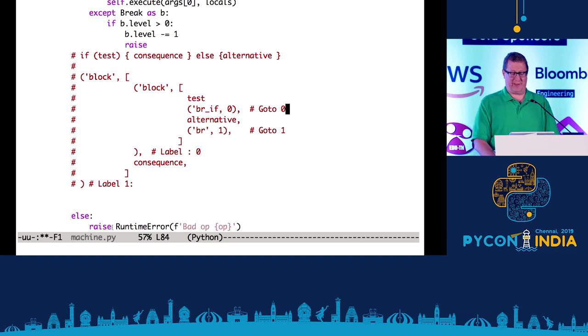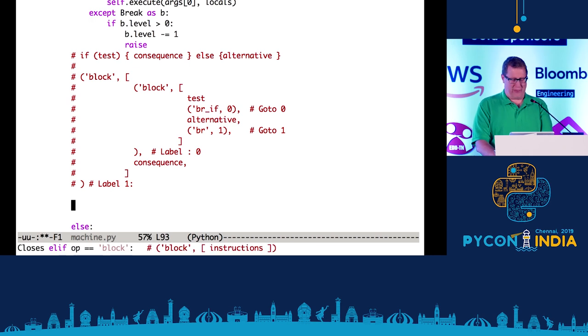So you do the test, and then if the test is true, you basically just bail on the rest of this block, and you go to label zero, and then you run the consequence, and this thing does the alternative, and you kind of branch out. Again, there'll be a quiz on that later, so, you know, kind of wild.